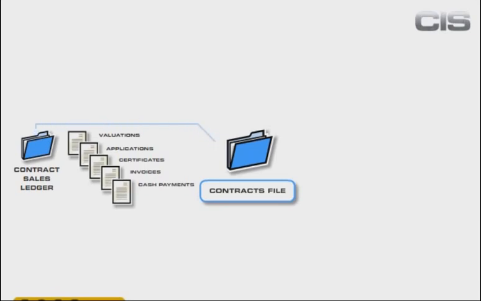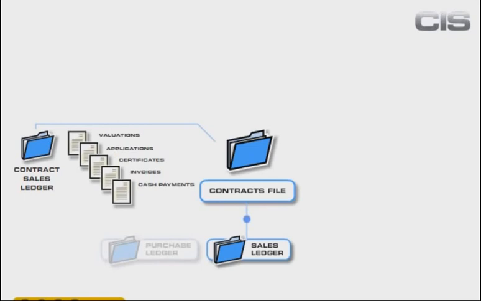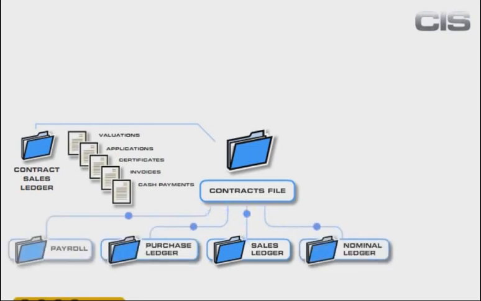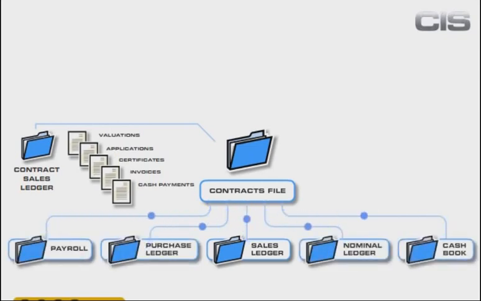Pegasus CIS is fully integrated into the accounts system. Those sales invoices and cash payments entered into Pegasus CIS will be posted to the sales ledger. Indeed, there is no rekeying of any information entered into Pegasus CIS. All transactions entered will be posted to the accounts system, whether that's into the sales, purchase, nominal ledgers, payroll or cash book. Pegasus CIS fully integrates with Pegasus and Sage financial ledgers.